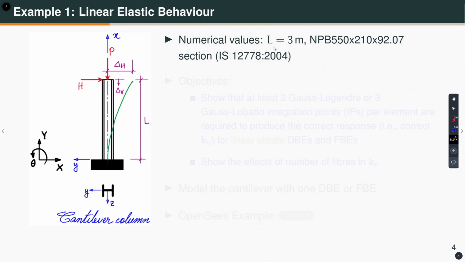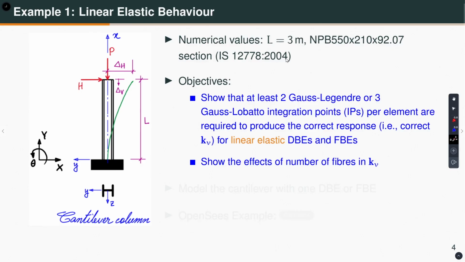I will be taking L equal to 3 meter, and for this example, I will be taking NPB 550 by 210 by 92.07. We have already used this section earlier when we did the cross section analysis. This is coming out of IS 12778 2004. So, what is the objective?